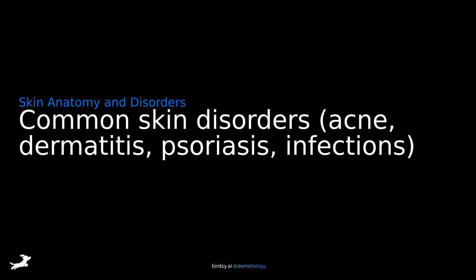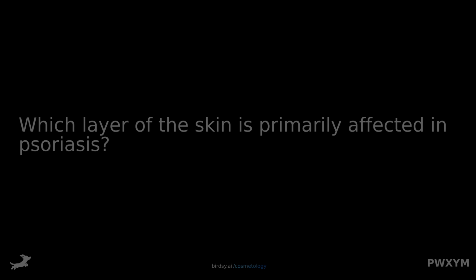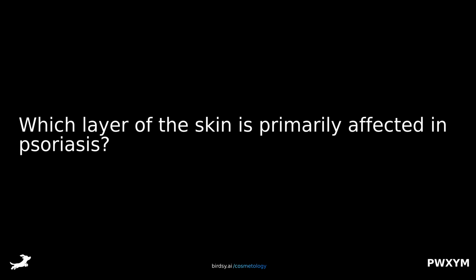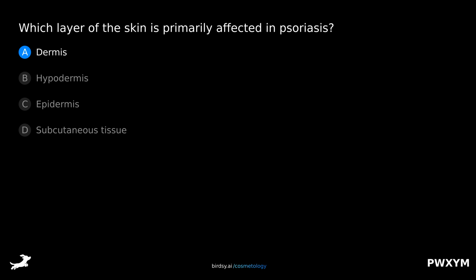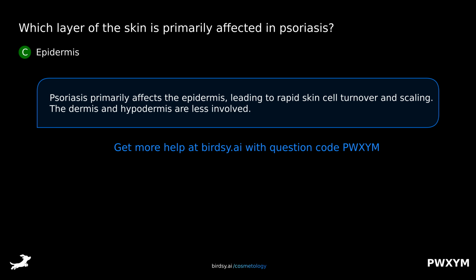Common skin disorders: acne, dermatitis, psoriasis, infections. Which layer of the skin is primarily affected in psoriasis? Is it A, dermis, B, hypodermis, C, epidermis, or D, subcutaneous tissue? The answer is C, epidermis. Psoriasis primarily affects the epidermis, leading to rapid skin cell turnover and scaling. The dermis and hypodermis are less involved.